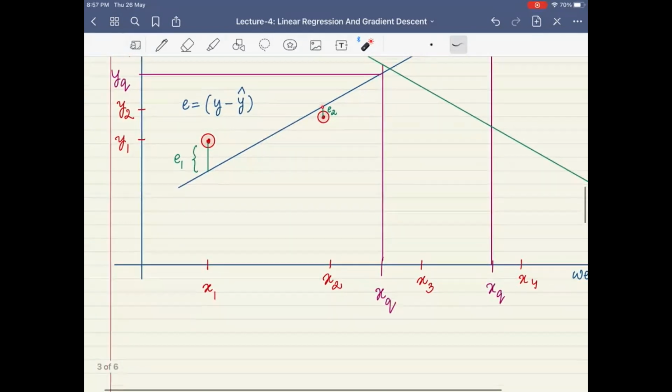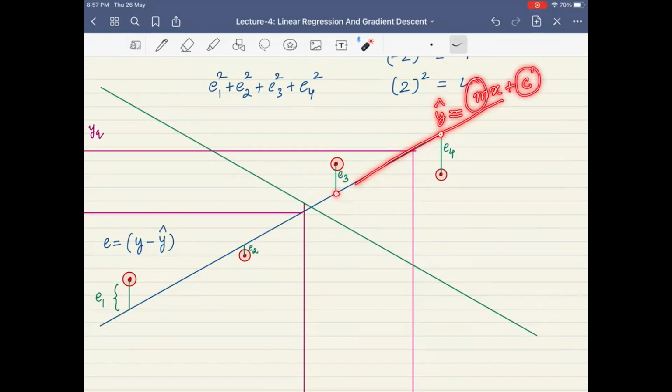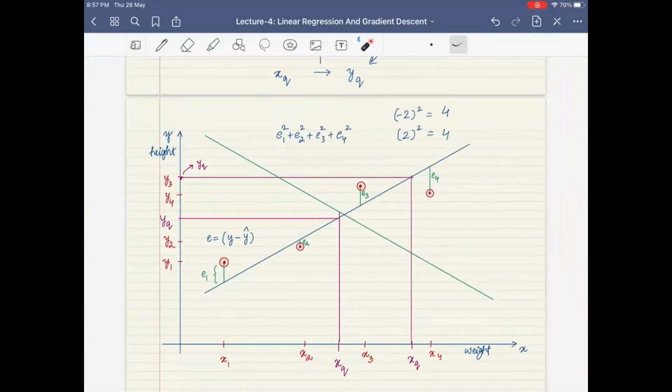Or maybe this y hat, or maybe this y hat. You come up with this y hat using this blue line, right? So this y hat has an indirect dependence on the slope and the intercept. That's how the error depends on the slope and intercept. Is this making sense, Soundarya? The prediction is made using a line and the line has an intercept and slope. That's how they are connected.